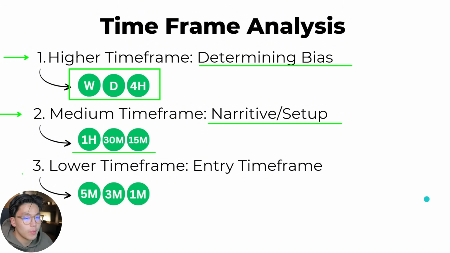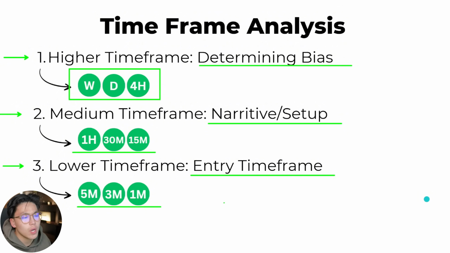And number 3, what we have here is the lower time frame. The lower time frame is what's called our entry time frame, and this is when we go on to those smaller time frames to get those precise entries. And this can be done on the 5 minute, the 3 minute, and the 1 minute. I personally love using the 5 and the 1 minute.